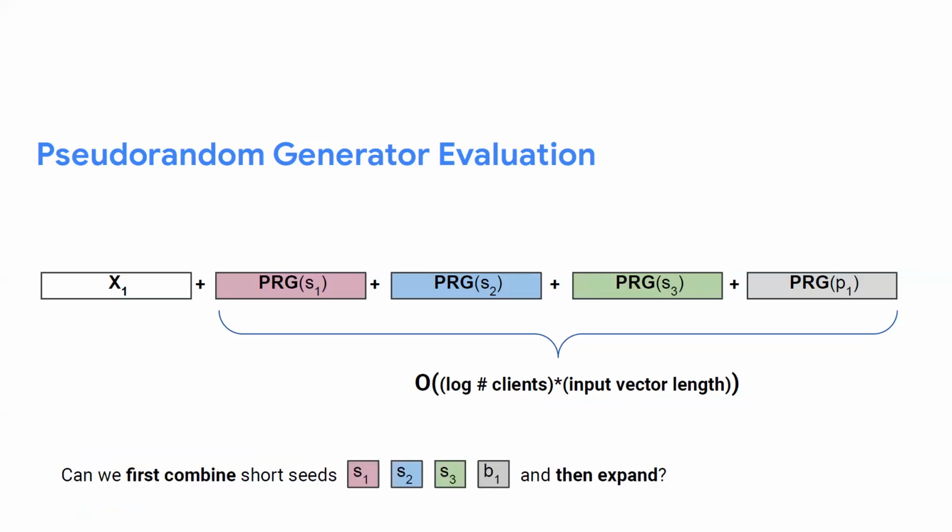And the question was, can we somehow do this combination of the seeds before you do the expansion? Really, running the PRG expansion was the main bottleneck. And it would have been nice if we could first combine these short seeds of the masks and then do the expansion. Obviously, the initial construction of PRG expansion was not going to work. There was no way to first combine the seeds and then apply the PRG.